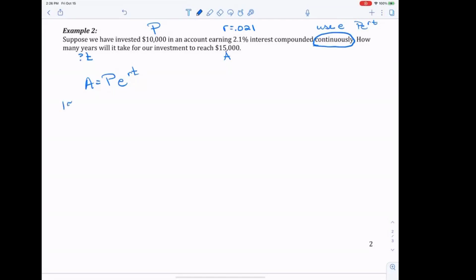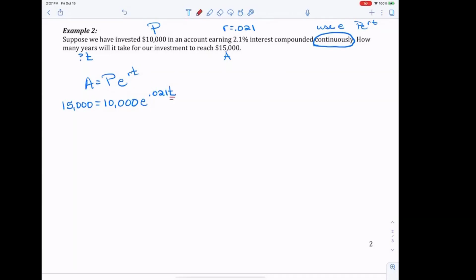So we want the account to be worth $15,000. Our principal or starting amount is $10,000 times E. Remember, E is a number, not a variable. Taken to the rate of 0.021. The rate is positive because we are earning. In other words, the account hopefully will be increasing, right? It's growing. And we want to know the time T. So we need to solve for our unknown T.